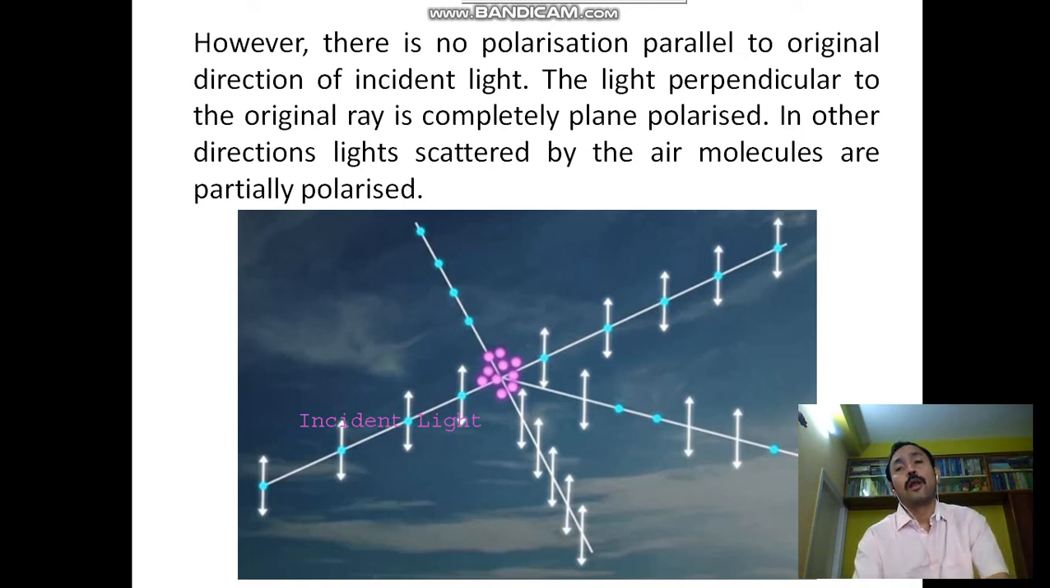However, there is no polarization parallel to the original direction of the incident ray. Light perpendicular to the original ray is completely polarized. This is completely polarized, perpendicular to the direction of the original ray. This direction is partially polarized or unpolarized. This is also unpolarized.